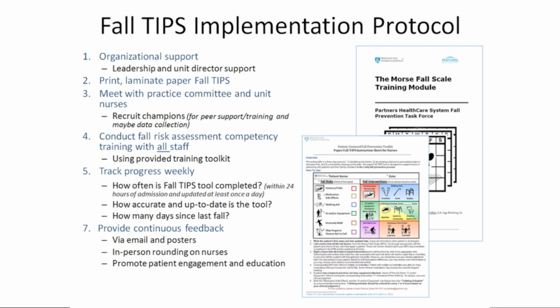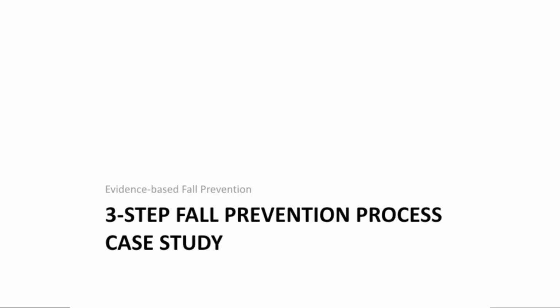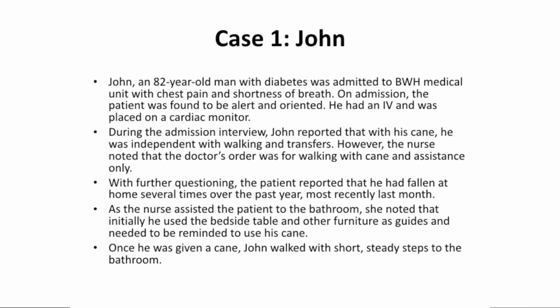So now we will go to a case study and look at how we might use the Fall Tips tool for this patient, John. John's an 82-year-old man. He's got diabetes. He was admitted to Brigham and Women's Hospital, a medical unit, with chest pain and shortness of breath. On admission, John was found to be alert and oriented.